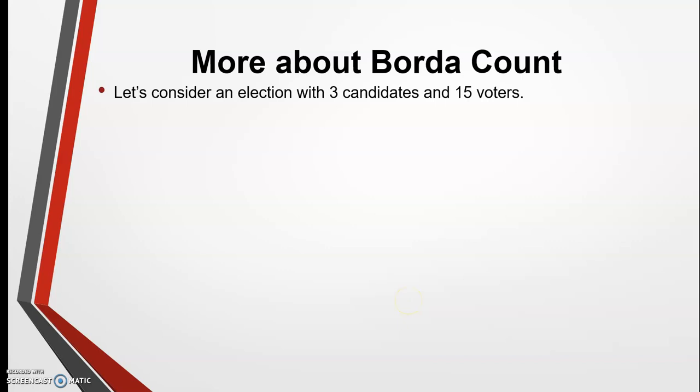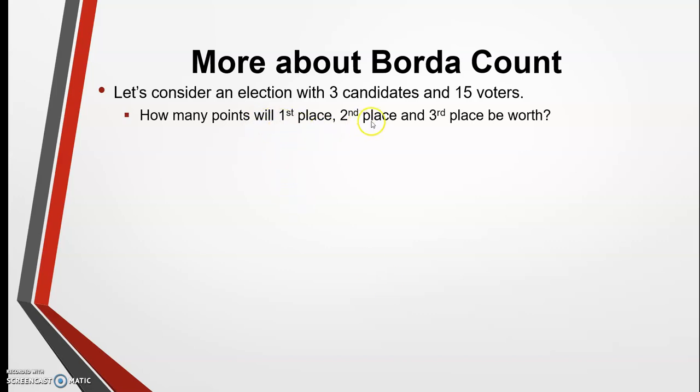So more about the Borda count. Let's consider an election with 3 candidates and 15 voters. How many points will first place, second place, and third place be worth? Well, remember, 3 candidates means there's 3 places. So last place is always worth 1 point. Second place would be worth 2, and then first place would be worth 3.